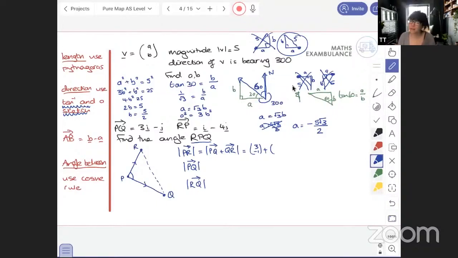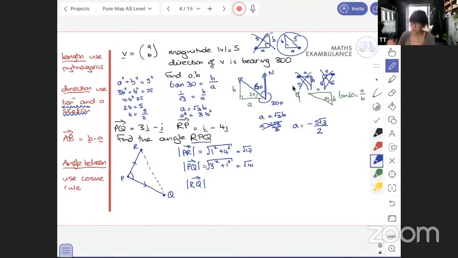P to R and R to P are the same. They're just going the other way. And what I'm interested in is the length. So none of this matters. What I need to know is how long is the vector PR, which is the same as how long is the vector RP. So how long is it? 1 squared plus 4 squared, square rooted, root 17. Done. Okay, the length of P to Q: 3 squared plus 1 squared, square rooted, is root 10.